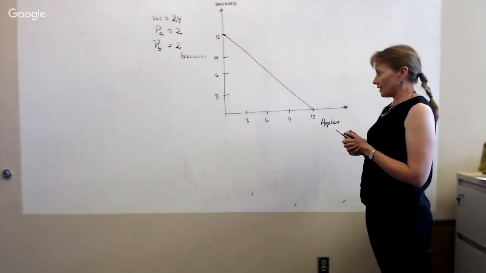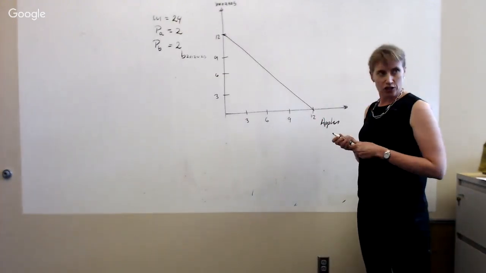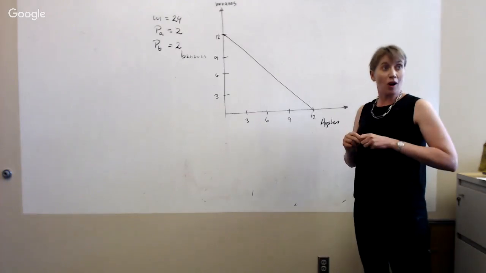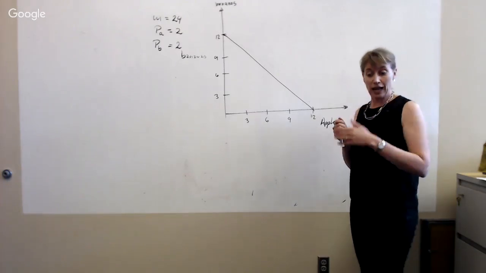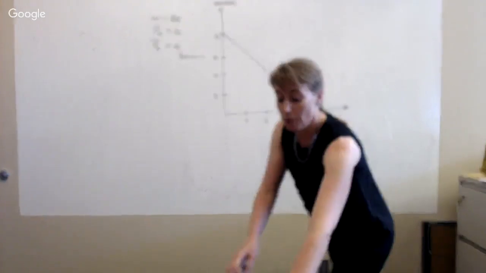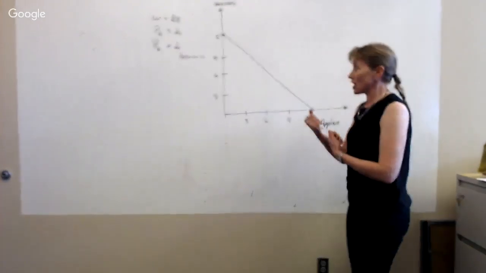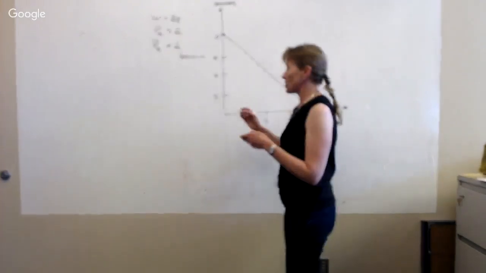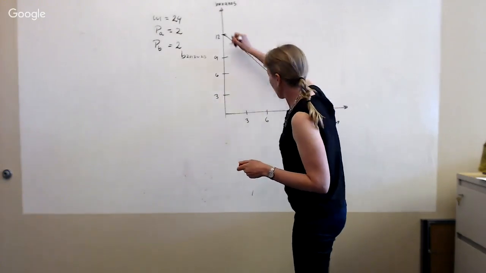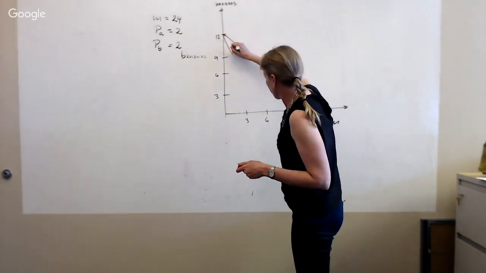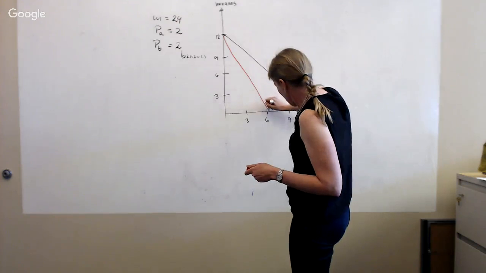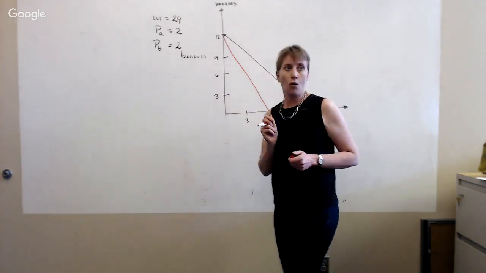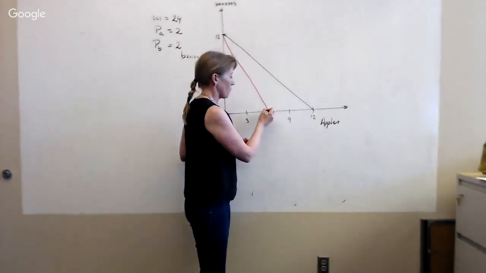Now let's say something changes. And I'm not going to tell you what changes, but we're going to look at a new budget constraint. Something changes and our new budget constraint looks like this. So we'll put that right here.